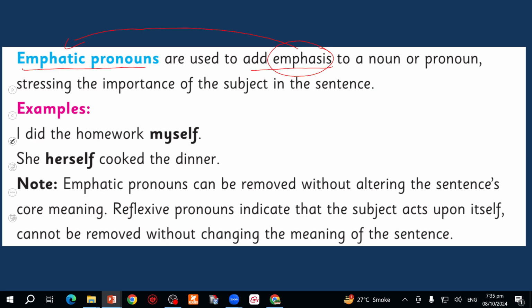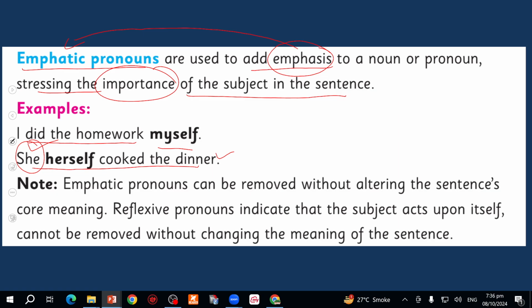To show emphasis, to show actually force and importance to a noun or pronoun, stressing the importance of the subject in the sentence. So when we are showing emphasis, we are using emphatic pronouns. For example, I did the homework myself. She herself cooked the dinner. So instead of saying she cooked the dinner, she herself, without any help, we are emphasizing the pronoun, the subject, she.